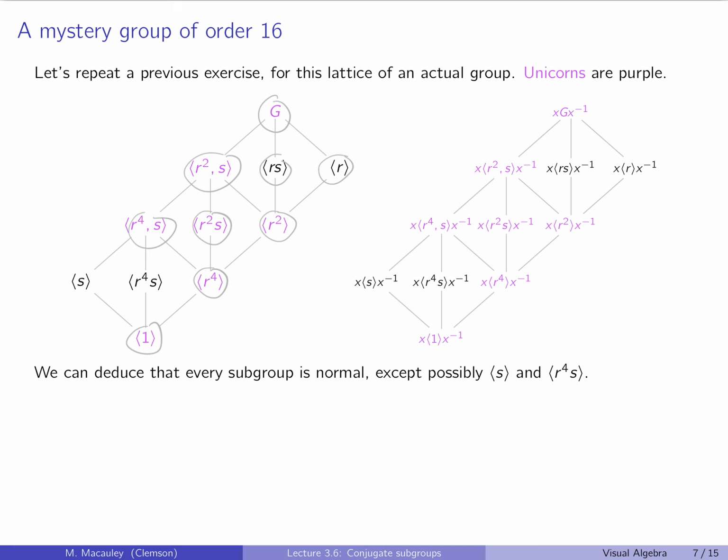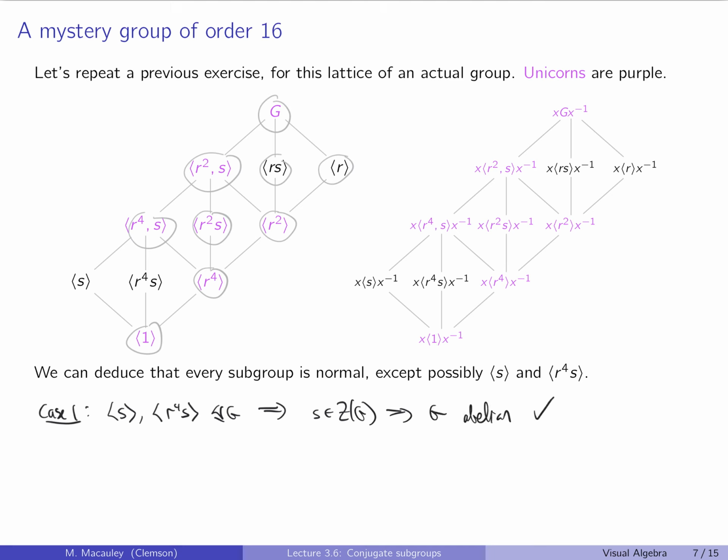And there are 2 possibilities. One of them is that both of these subgroups are normal and in their own conjugacy class. So let me write that down. The subgroup generated by S and the subgroup generated by R to the 4S are normal in G. And if that's the case, well, if this is normal, then it has order 2 and therefore must be central. So if S is central, that means it commutes with R, and that means this entire group is abelian. So that means that S must be central and G is abelian.